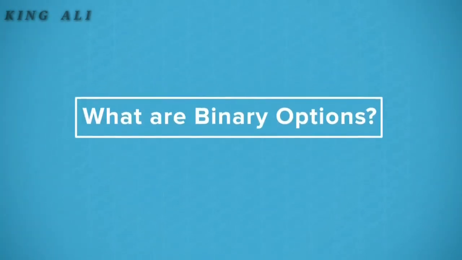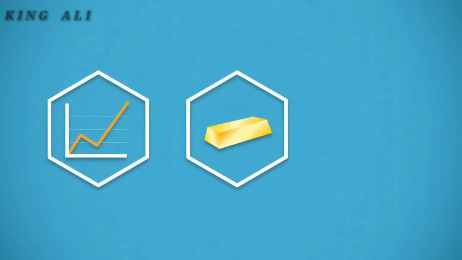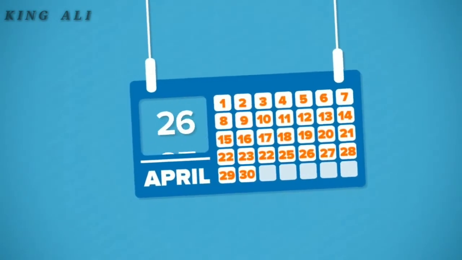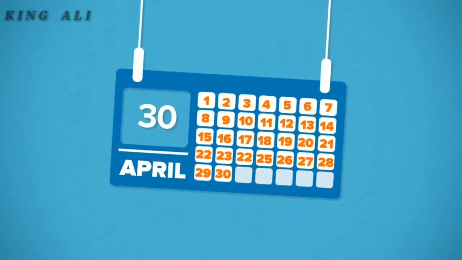What are binary options? Binary options are a form of options trading based on a single question. Did a stock index, commodity, or forex pair end up over a certain price or not by a defined time period, the expiration? Here's how it works.